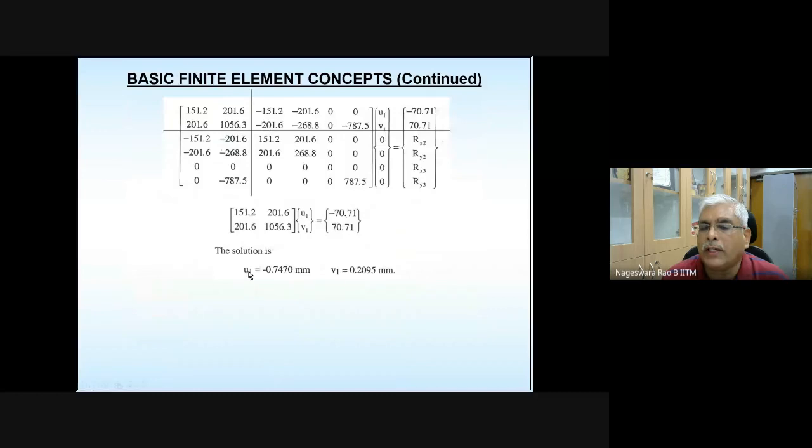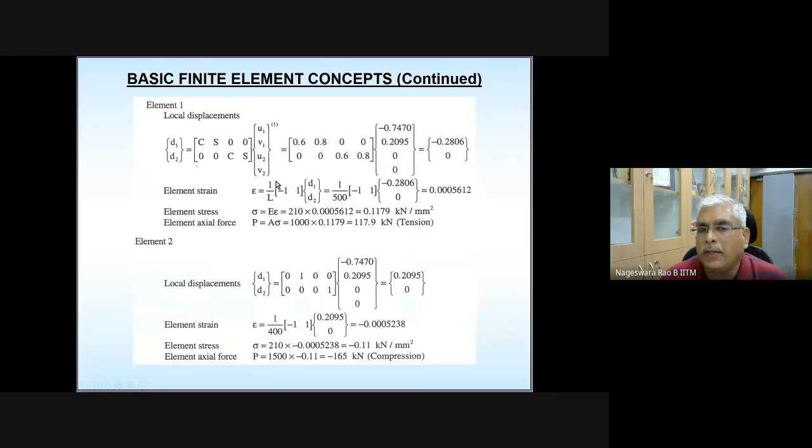Once you get U1, V1 for each element, all those calculation details are given. If the strain sign is positive, that means it is tensile strain. If the strain sign that you get is negative, it's going to be compressive strain. Once the strain is tensile or compressive, stress and forces also have the same sign. If strain is compressive, stress is also compressive, and axial force is also compressive.